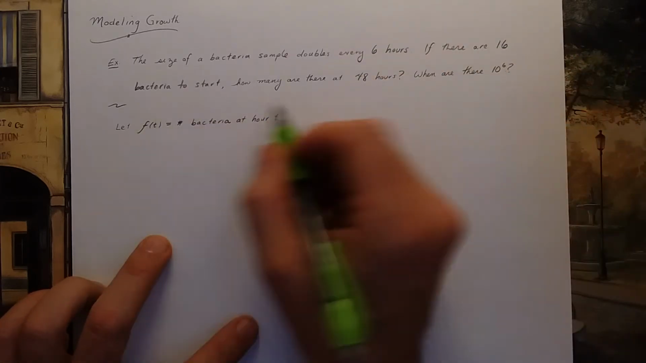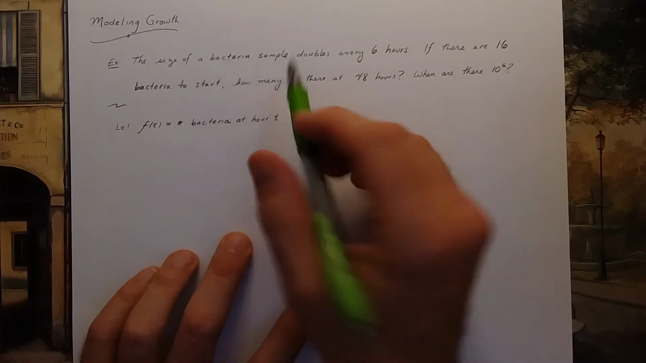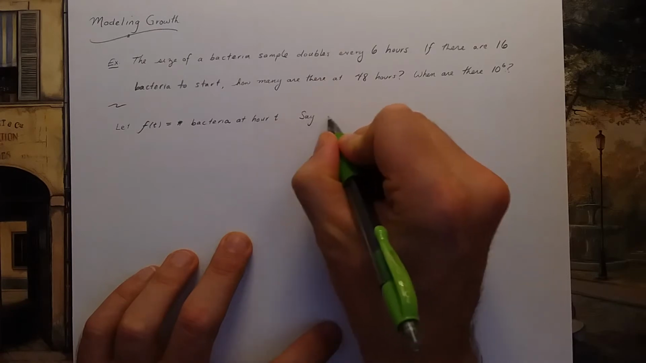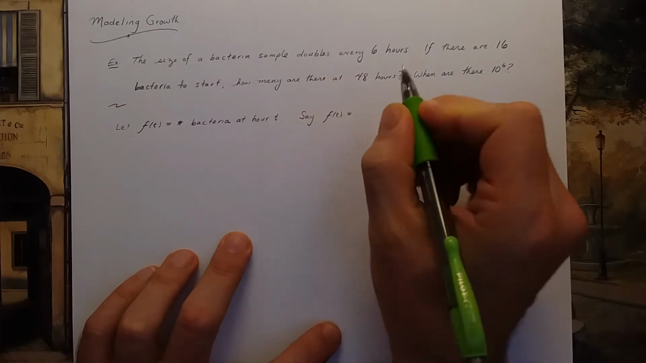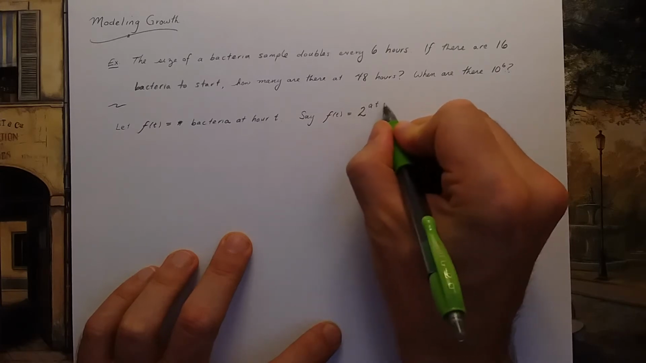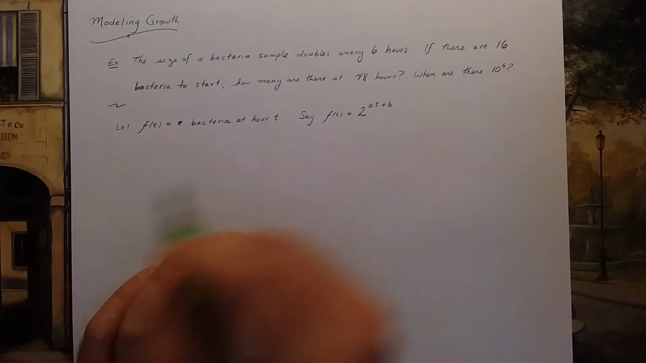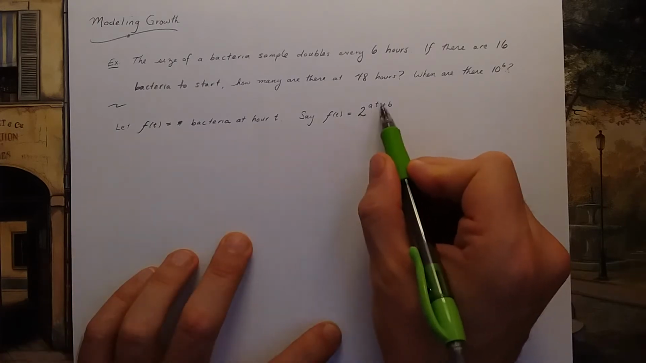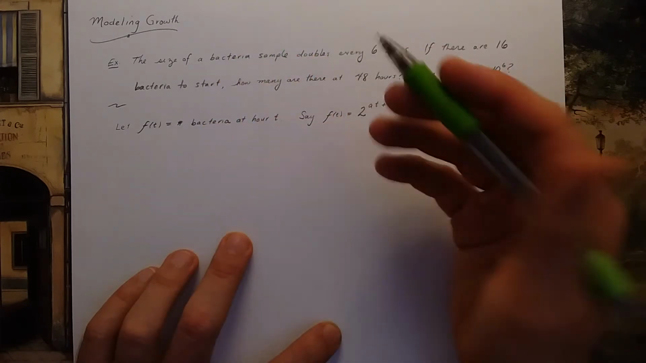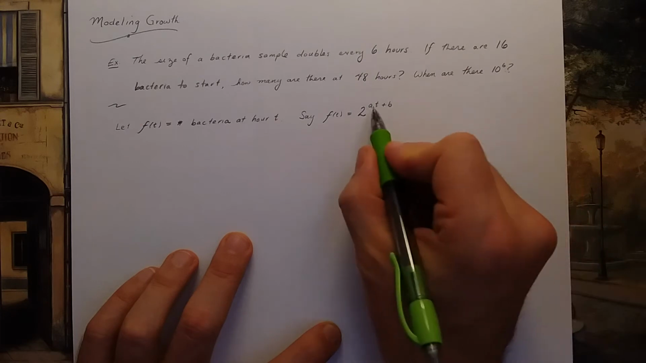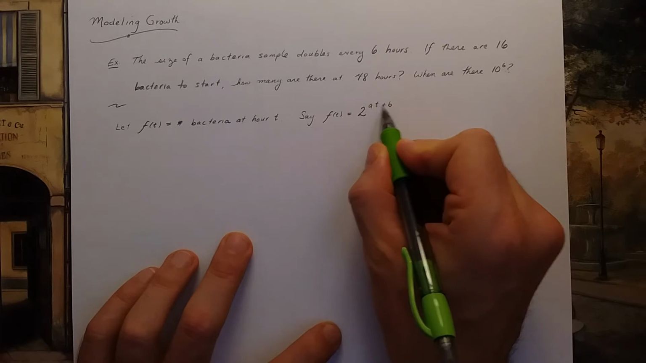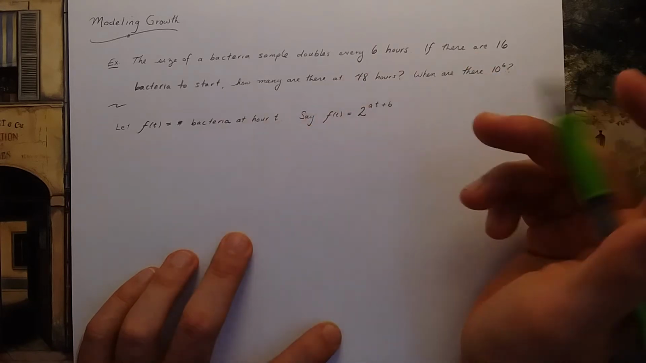I'm going to model this situation, since the bacteria sample is doubling, with the following function. We're going to say that f of t has the form 2 to the at plus b power. So what I'm doing is I'm taking the function 2 to the t. The reason I'm starting with that is because the bacteria sample is doubling, so it seems like it's going to be some power of 2. And I'm scaling and shifting it, so instead of 2 to the t power, I have 2 to the at plus b. So that's scaling and shifting the function.